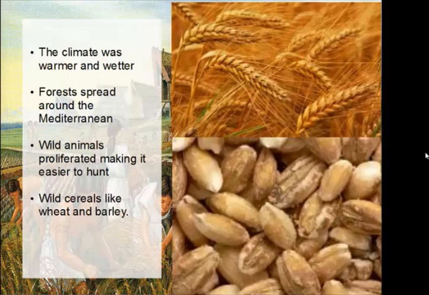making it easier to hunt and easier to find, for example, wild cereals like wheat or barley. It was really, really easy to get hold of your basic nutrition. So having such easy access to these resources meant that these nomadic hunter-gatherer societies didn't need to move around constantly to find food. So what did they do? They started to build settlements, as it was no longer the case that they needed to keep on moving to feed themselves.